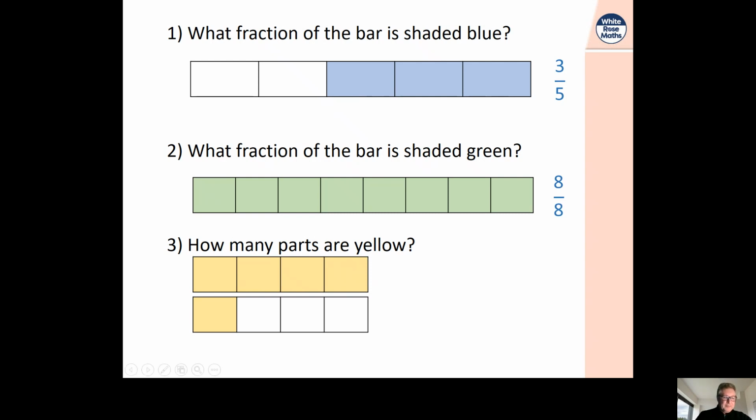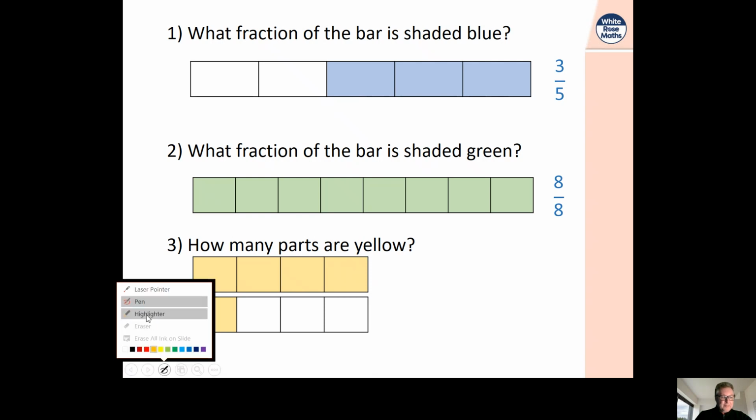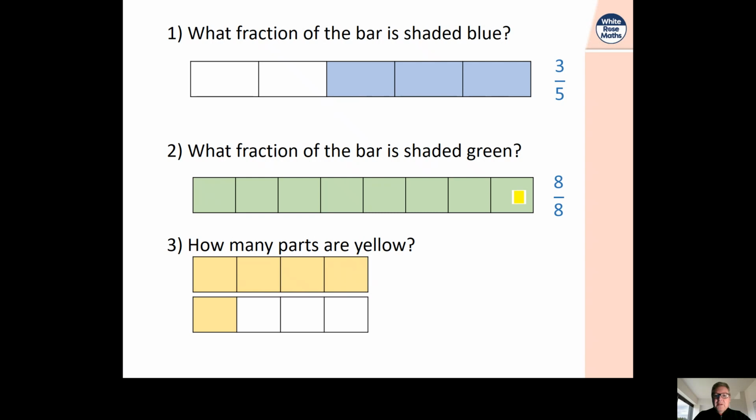Eight eighths. Why might that be 8/8? And how else could you represent that? Correct. It's divided into 8 parts, 8 equal parts, and all 8 are shaded. How many parts are yellow? They don't quite look yellow, they're the shaded parts. 5 parts. 1, 2, 3, 4, 5.